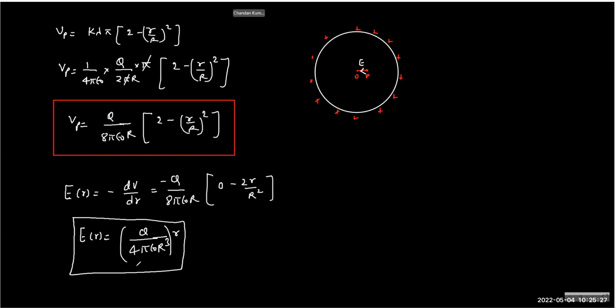And if you look carefully, we can write this as q upon 4 pi r cube. So what I'll do is multiply by 3 and divide by 3. So this is like q by 4 by 3 pi r cube into r by 3. It looks like this is the volume charge density, right?